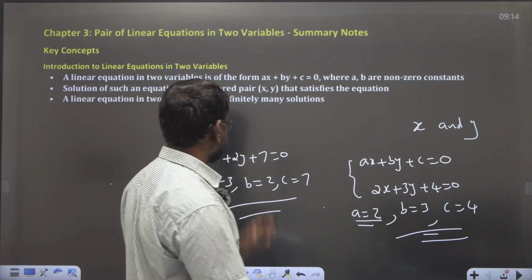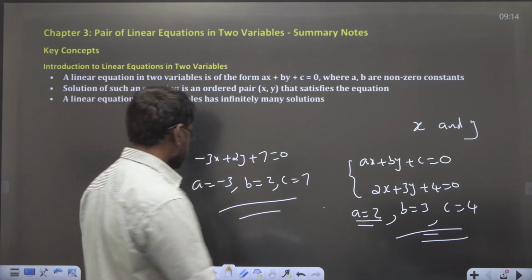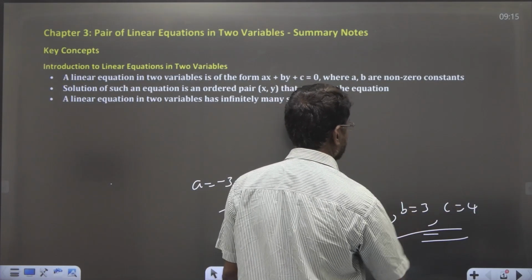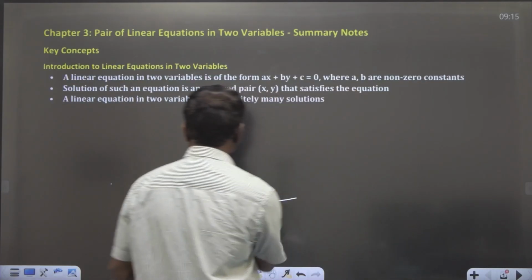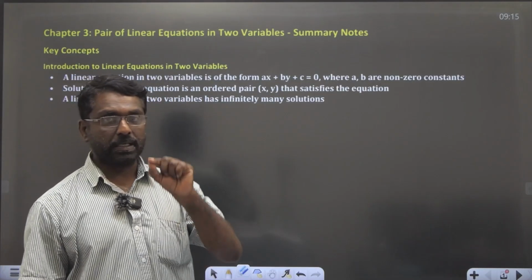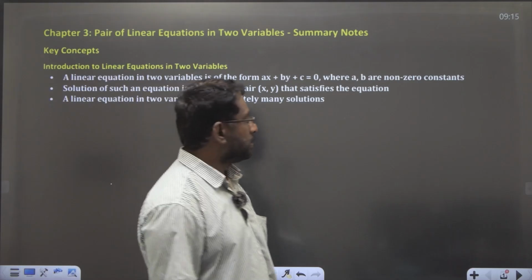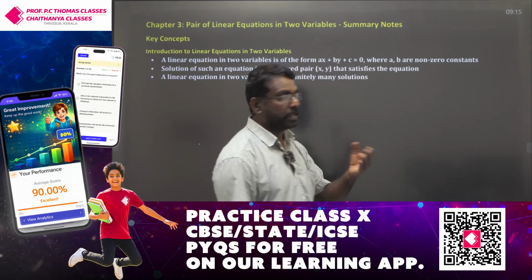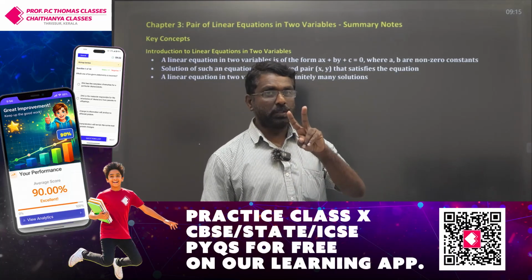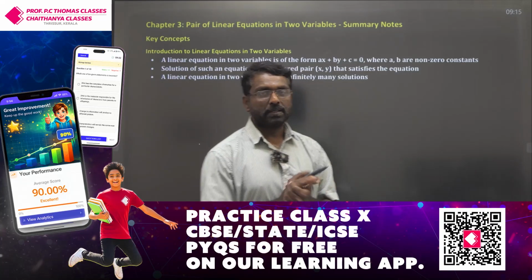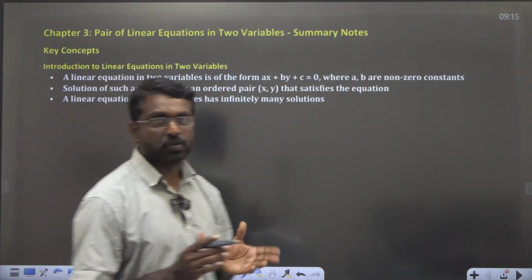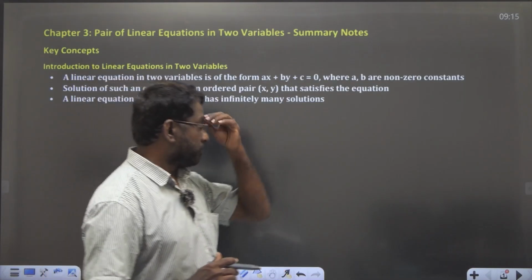Okay, this is the linear equation in two variables. We have to find out the solution of the linear equation in two variables. Here, linear equation in two variables means there exist two unknowns x and y. So we need two equations to find the solution. We need two equations, then only we can find out the values of x and y. Okay. Different methods are there to solve linear equations in two variables.